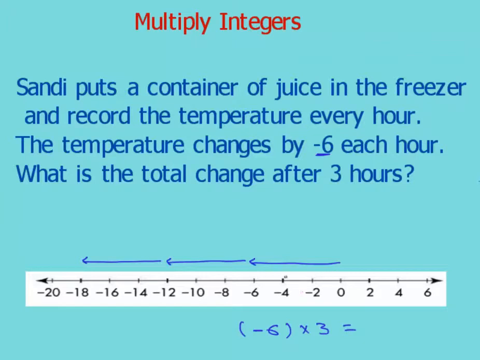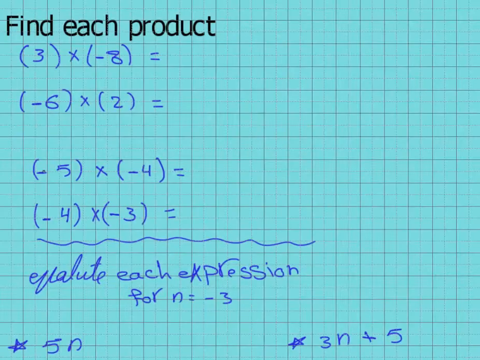Now we can set here -6 multiplied by 3. Why? Because -6 is repeated 3 times, so we can write it as a multiplication. And the answer here is -18. Now we can say the total change is -18.